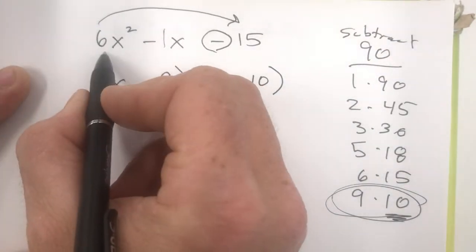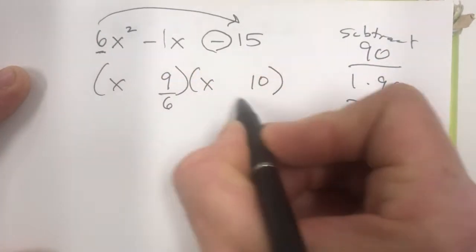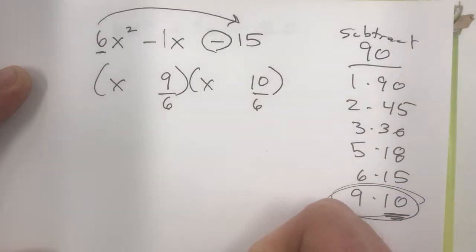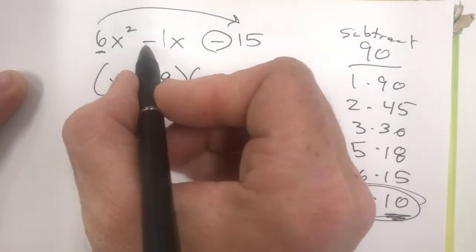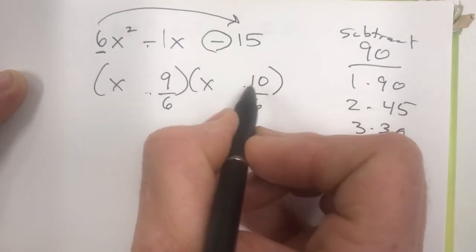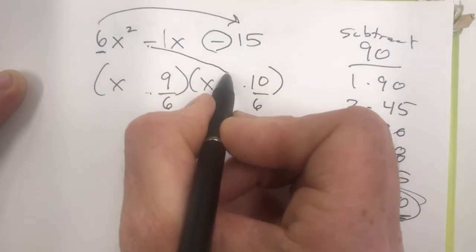Okay, but because of this 6 in front, I got to divide both of these by 6. Okay, then I put my signs in. Well, this sign always goes to the bigger of these two, and 10 over 6 is bigger than 9 over 6, so that minus is going to go over here.